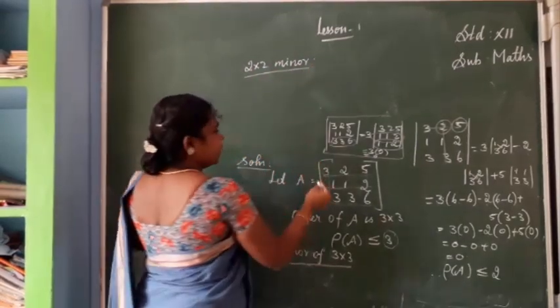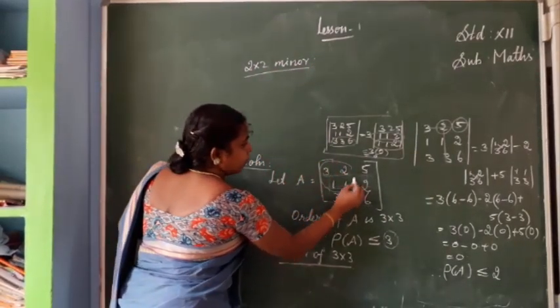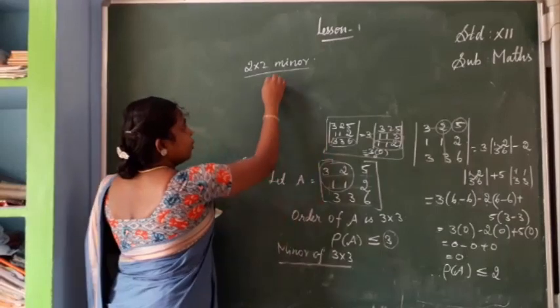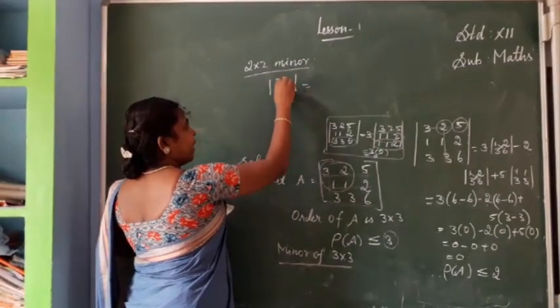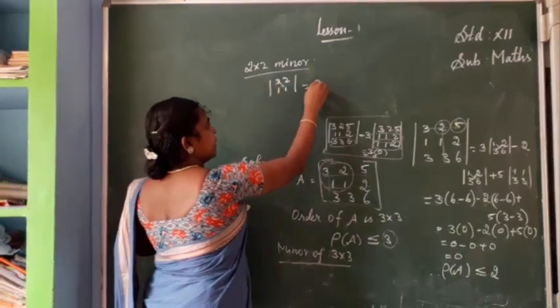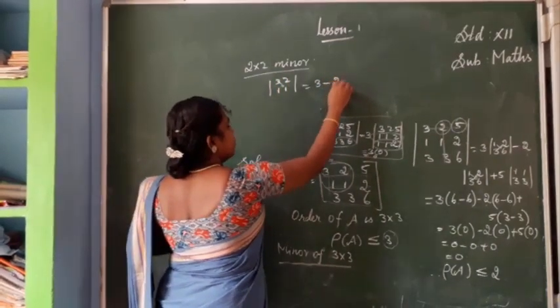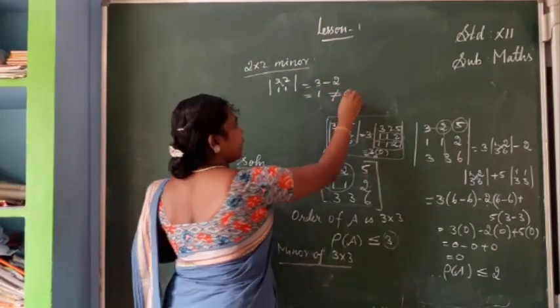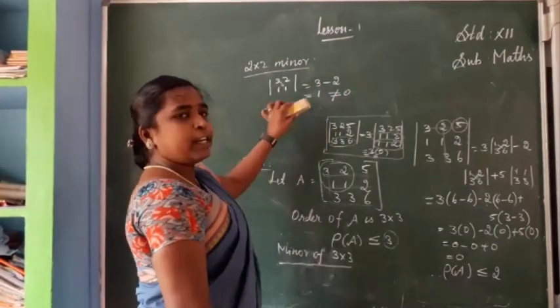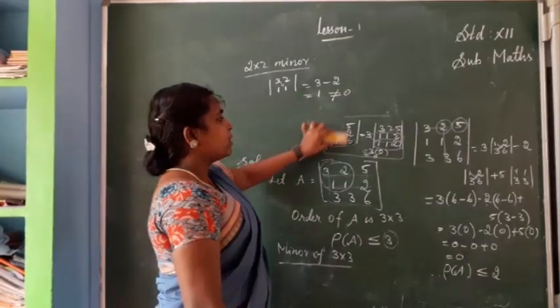2 by 2 means 2 rows, 2 columns. You see, first minor I am taking 3, 2, 1, 1. So now you find the determinant. 3 times 1 is 3, minus 1 times 2 is 2. So what we got? 3 minus 2 is 1, which is not equal to 0. So not equal to 0 means we can stop. Okay, so we got the rank.